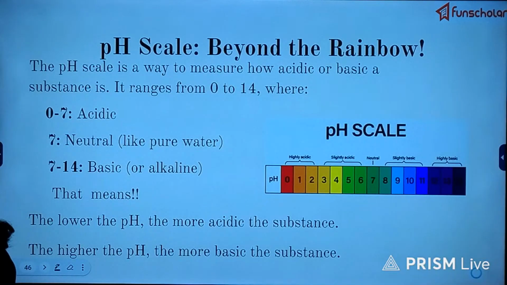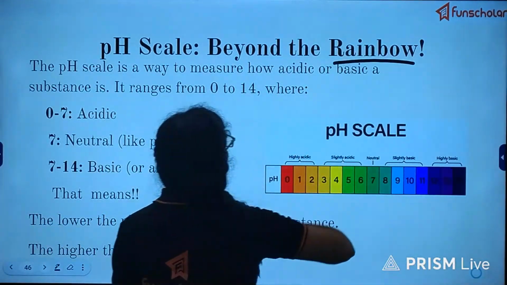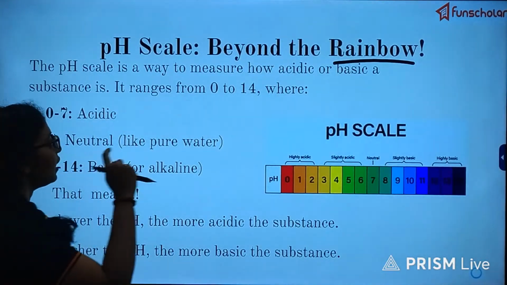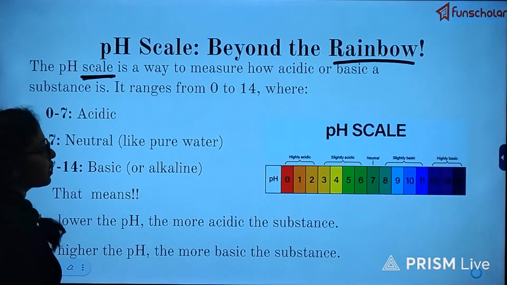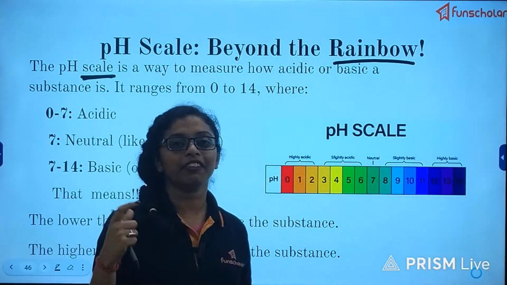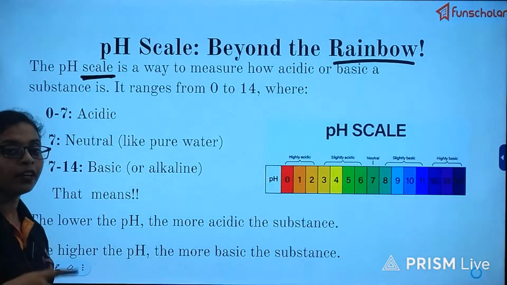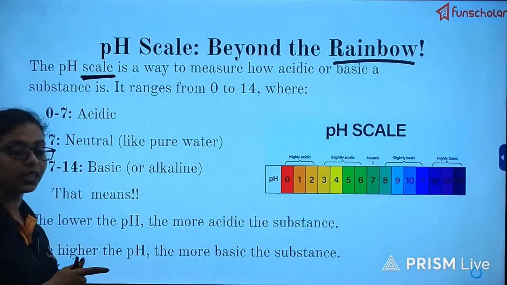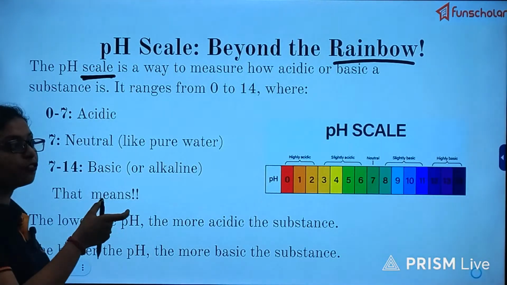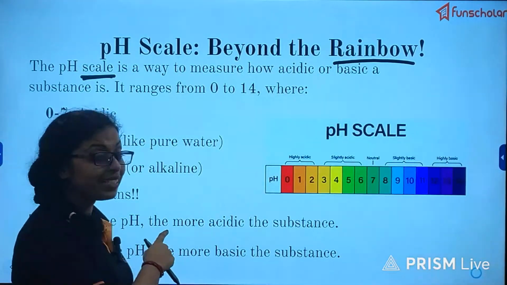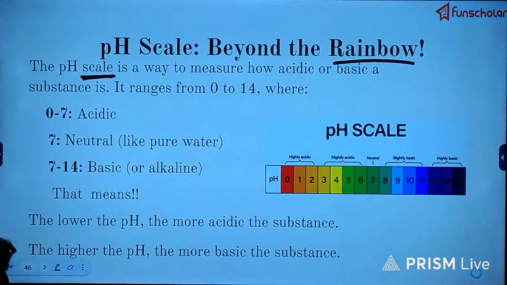So here there is the pH scale. The pH scale might look like a rainbow. What is that particular scale? When the name has the word scale, then definitely it is something to measure, right? It is used to measure something. Here we are measuring a substance's acidic or basic property by using this scale. So let's learn more about the pH scale.